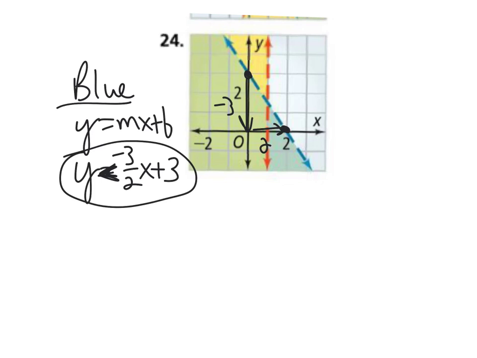And then our other line is a vertical line. A vertical line actually is an x. X's are always the same. So that's like x equals 2. If you'll notice, we're shading to the left of that, so our x values would be less than 2 for that part.